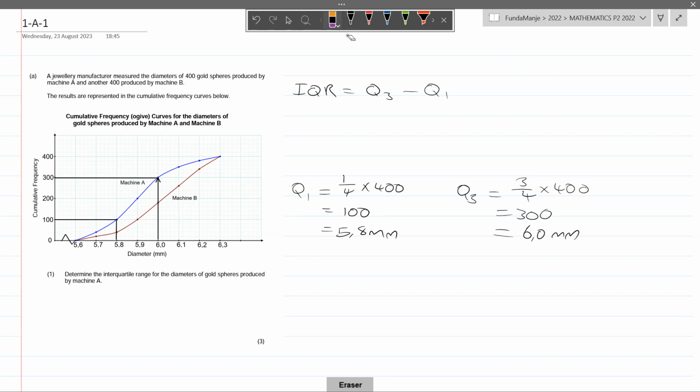And then to find our interquartile range, we just subtract these two values. So 6.0 millimeters minus 5.8 millimeters. This will give us 0.2 millimeters. This is your interquartile range.